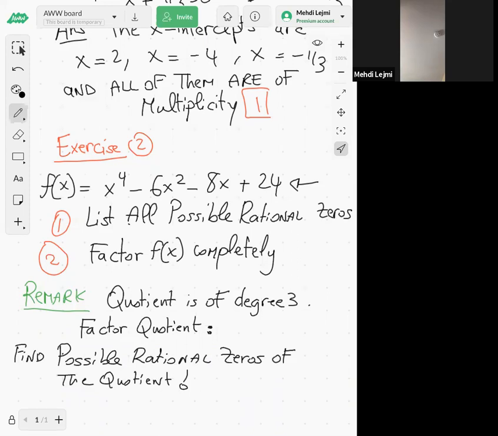I think in the homework all the polynomials are of degree 3. The problem number 5 and the problem number 6 in the homework both are of degree 3. So it's going to be just similar to the previous exercise.